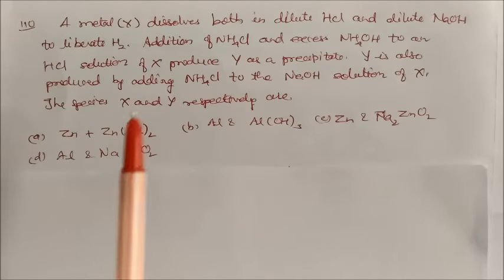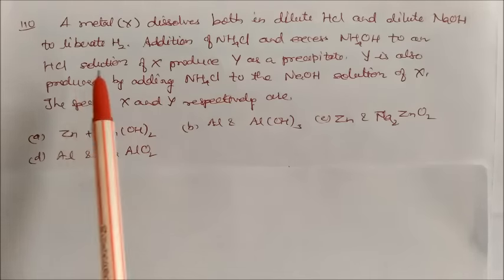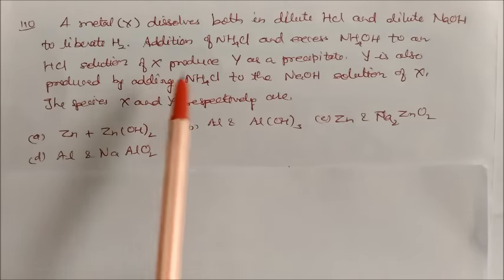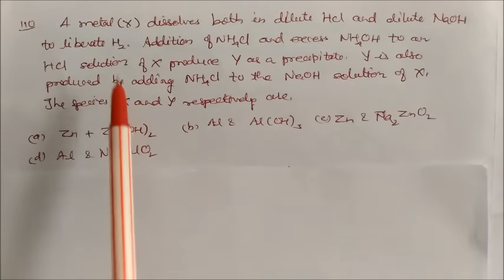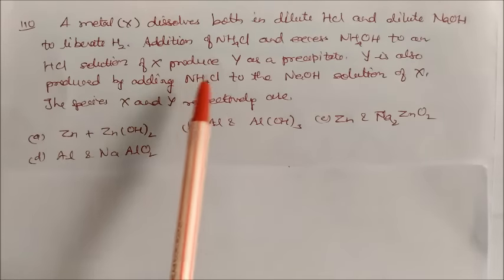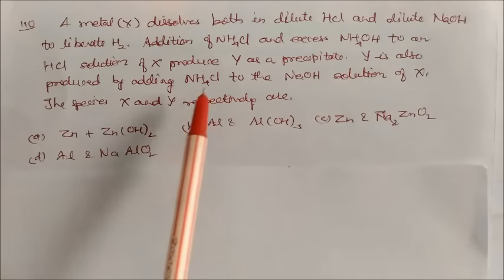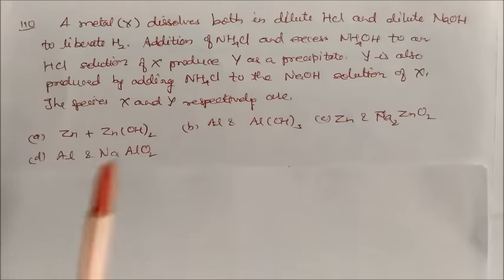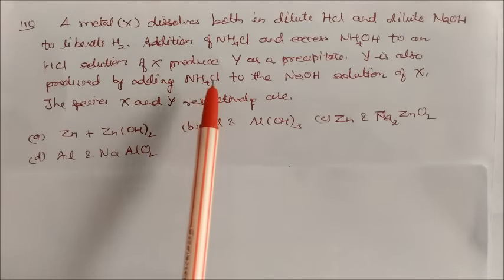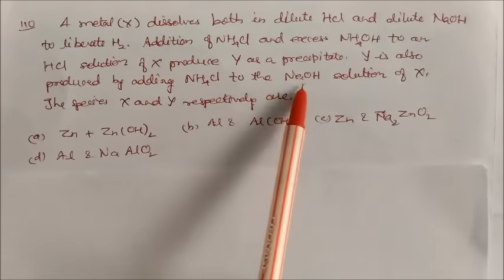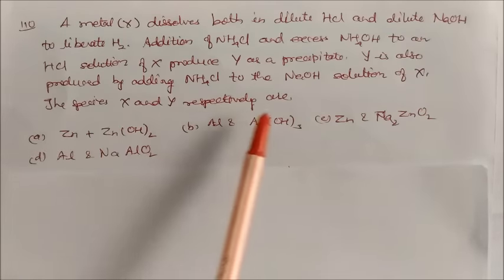A metal X dissolves both in dilute HCl and dilute sodium hydroxide to liberate hydrogen gas. If you add ammonium chloride and excess of ammonium hydroxide to an HCl solution of X, it will produce Y as a precipitate. Y is also produced by adding ammonium chloride to the sodium hydroxide solution of X. What are the species X and Y respectively?